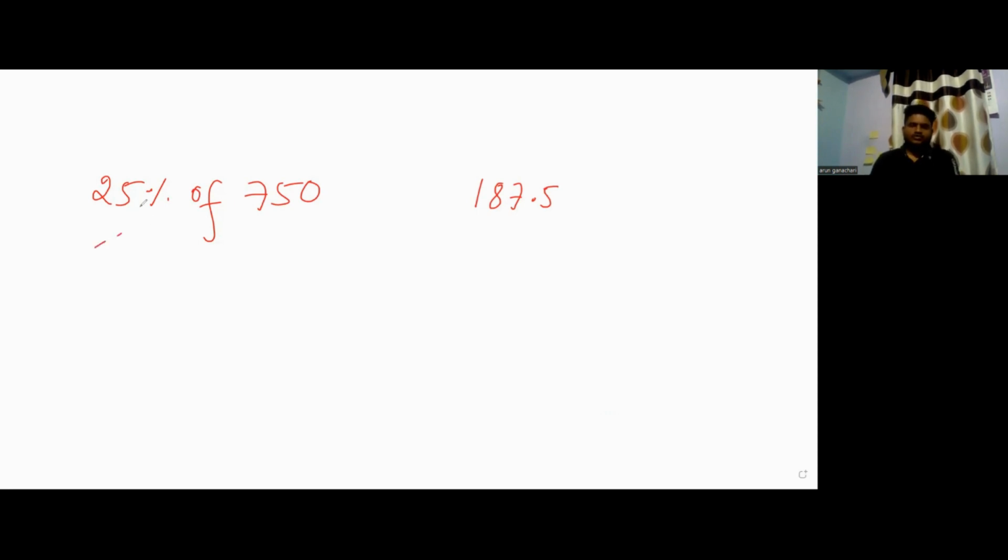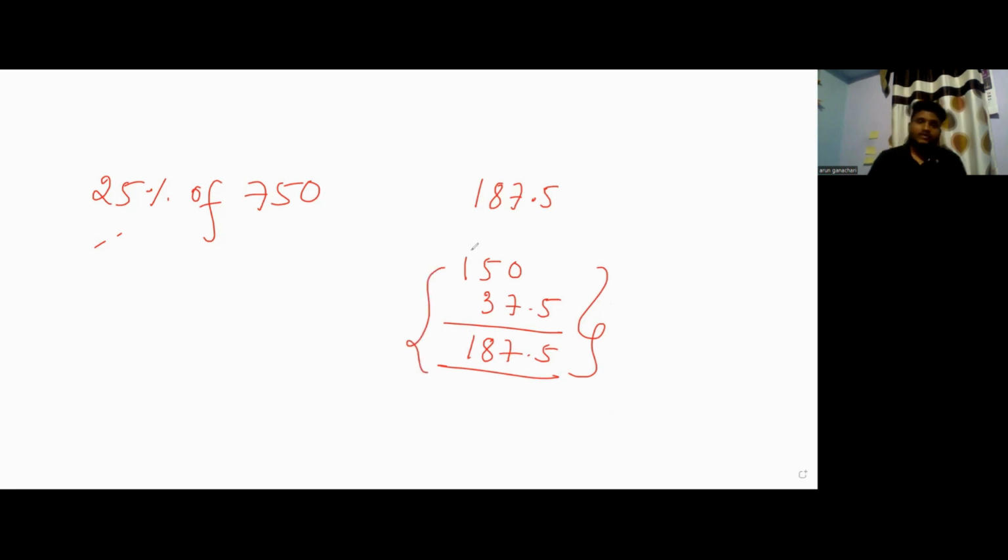I will prefer using the shortcut because I know 10% is 75. Twice that is 150. Half of 75 is 37.5. And my final answer will be 187.5. This is what I do mentally. What I'll write on the board will be only these three things. But if we went by the conventional method, we have to write all these things.